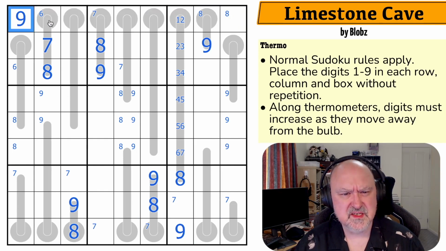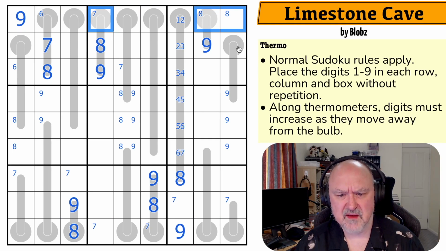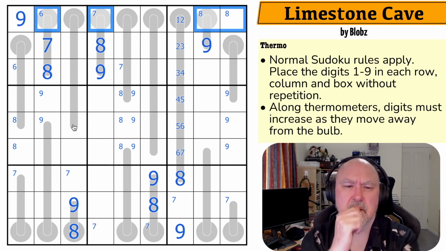What about 7 in this row now? Oh, it's 7 in this row, isn't it? 7 could be here. It can't be in either of those. It could be there. It could be there. And 6 is just as open. I just add that cell.